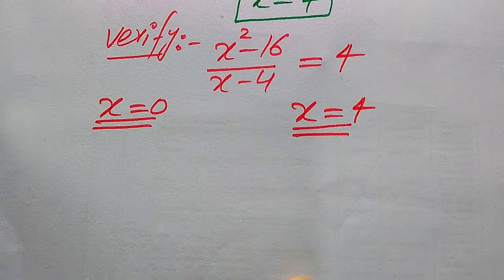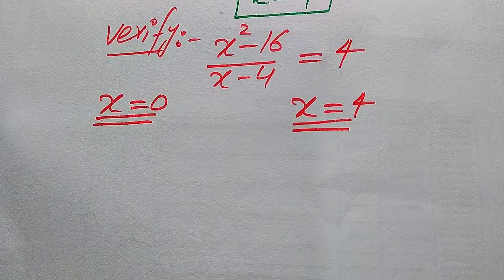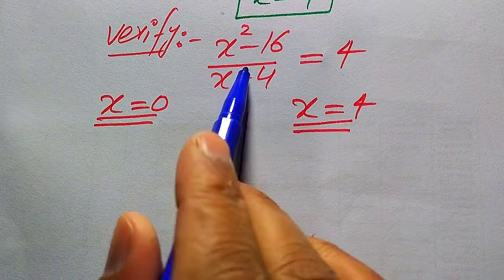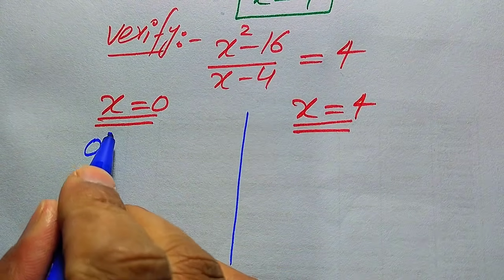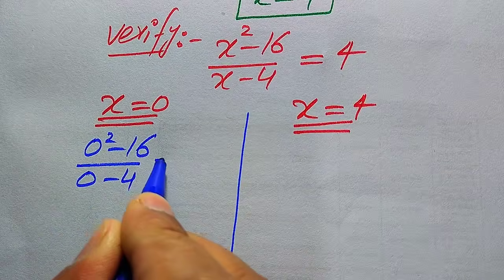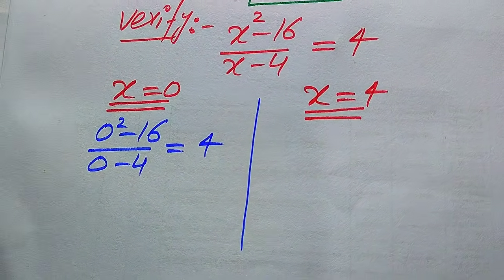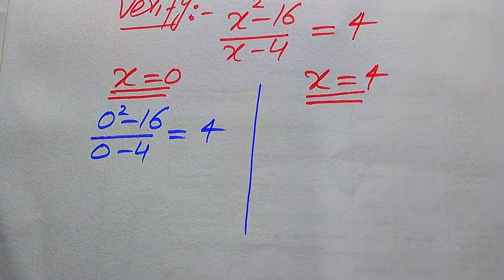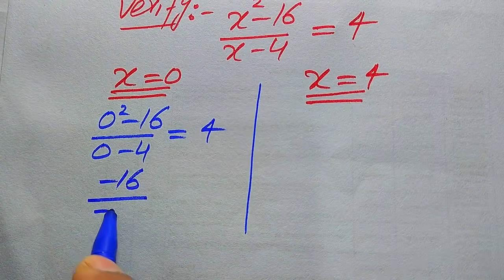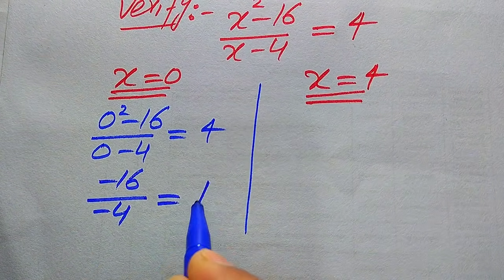Here we verify both of these roots of the given equation. First we substitute x = 0 into the left hand side, and it becomes (0² − 16)/(0 − 4) = 4. You see here 0² − 16 becomes −16, divided by −4 is equal to 4.